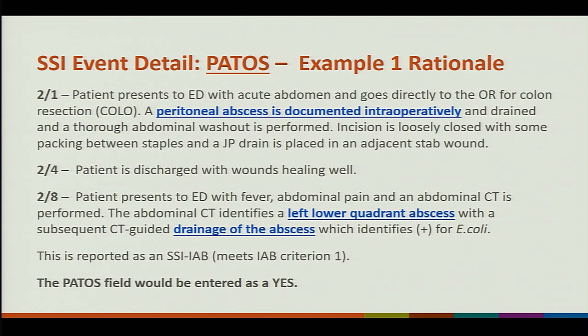There you go. This is why. Because originally in that first operative procedure, they note a peritoneal abscess. That's the organ space level. And then 2-8, they come back and they have this abscess identified. PATOS equals yes there. It was present at the time of surgery at the organ space level.